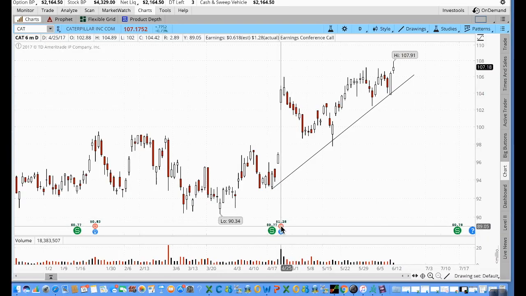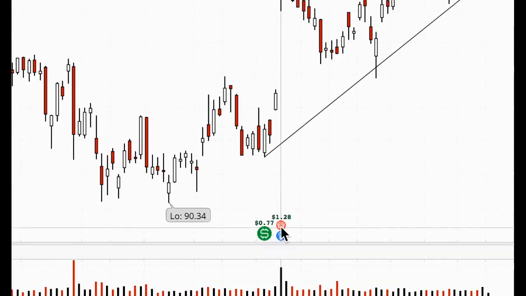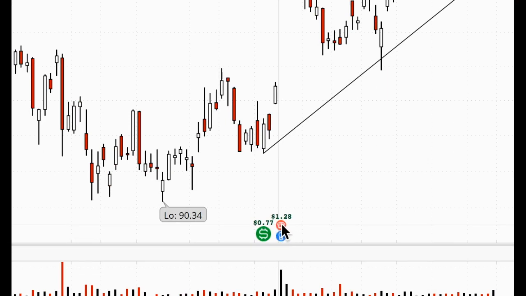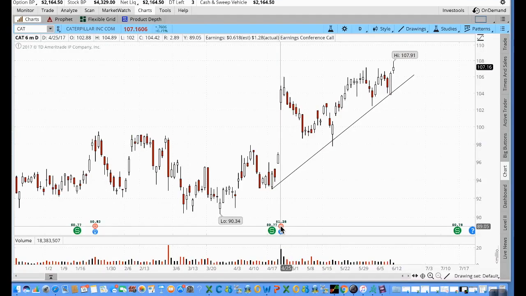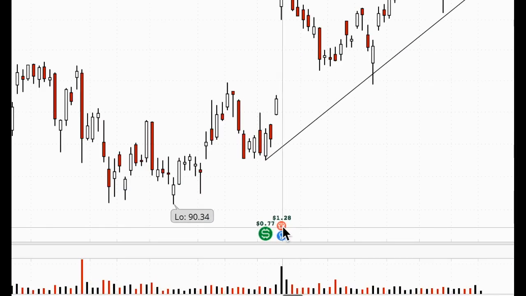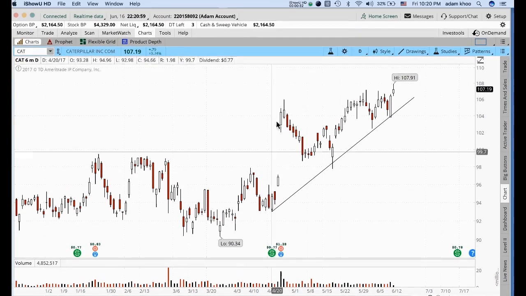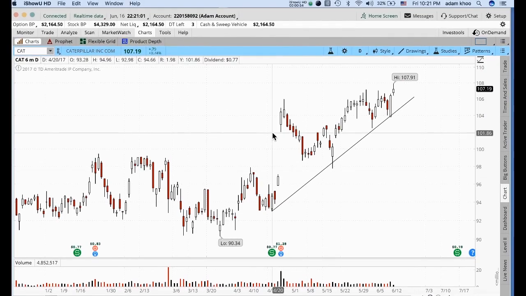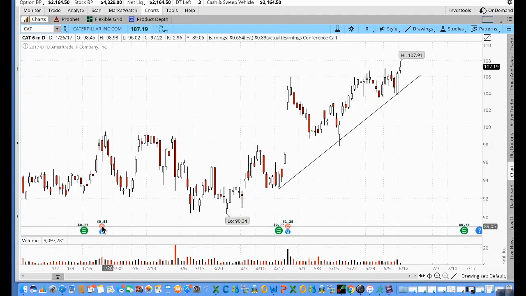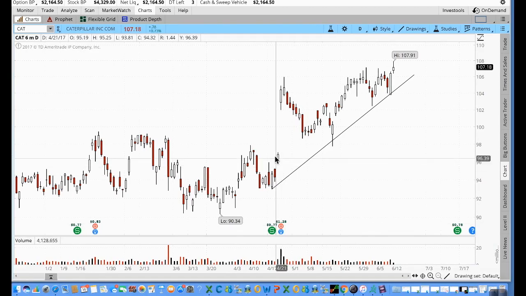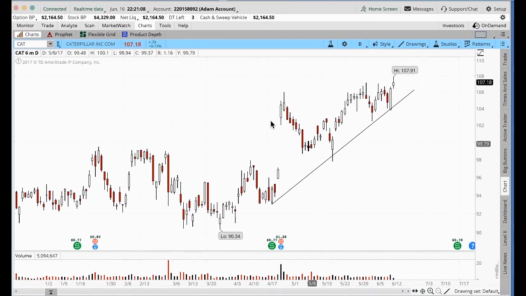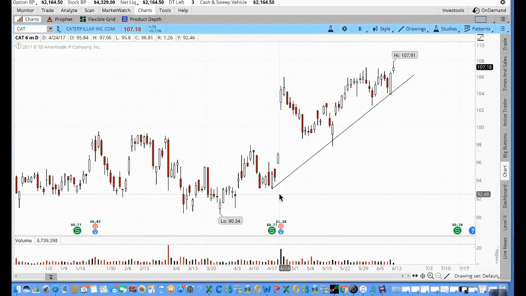You click on this red icon, that is the earnings conference call, which is the day the company announces earnings. So on this day, the company announced an earnings of $1.28. And obviously, it was better than expected, and that's why the price gapped up from that earnings announcement. So usually when the company announces earnings, the price tends to either gap up or gap down on either good or bad news.